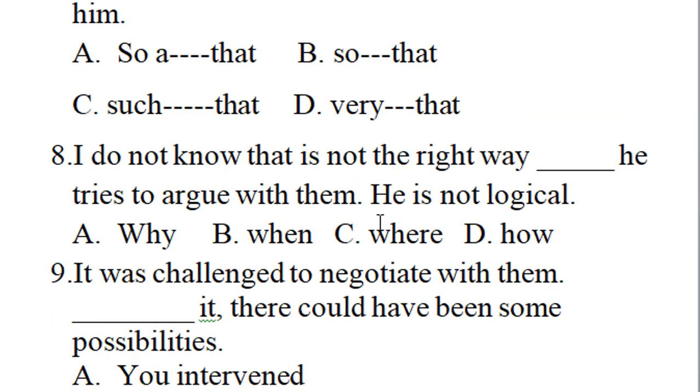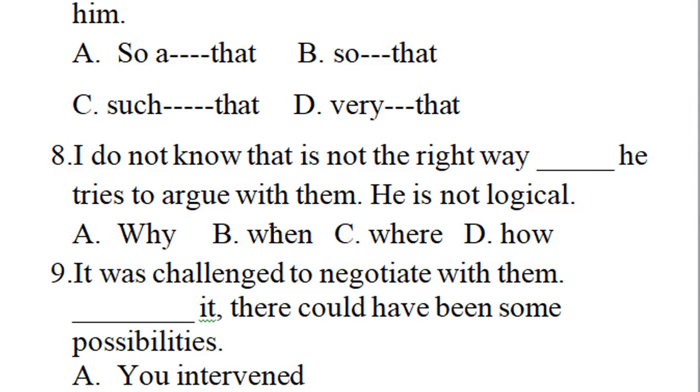I don't know blank that's not the right way. He tries to argue with him. He is not logical. He is illogical. Still the question is relative pronoun? I don't know why that's not the right way. Why? He tries to argue. When he tries to argue? How he's not logical? Where? How he tries to argue? I don't know. This is not a relative pronoun question, but a kind of WH question, please, here.